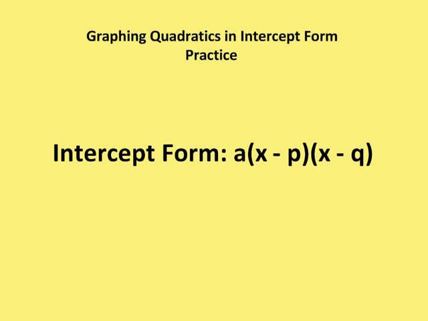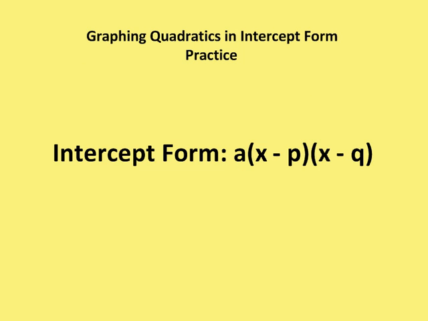The intercept form looks like the factored quadratic form. It's just a times x minus p times x minus q. So let's take a look at what we're going to do in order to graph this particular quadratic in intercept form. Remember that sometimes we're going to use different orders in order to graph the quadratic, but ultimately we're going to find all the same points and same lines. So axis of symmetry, the vertex, the x-intercepts, and the y-intercepts.